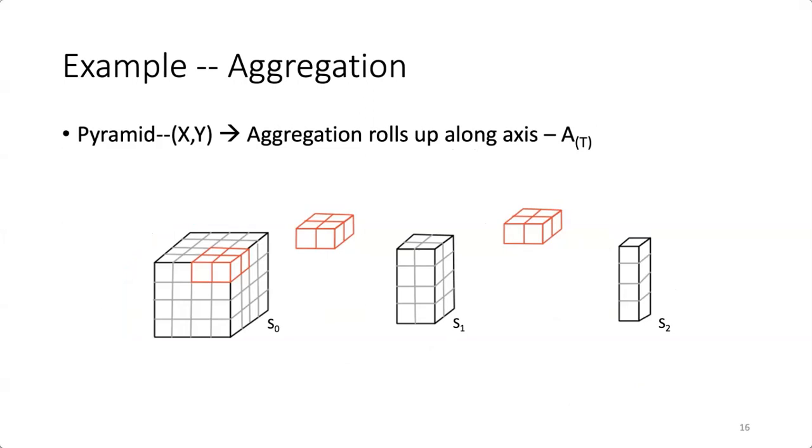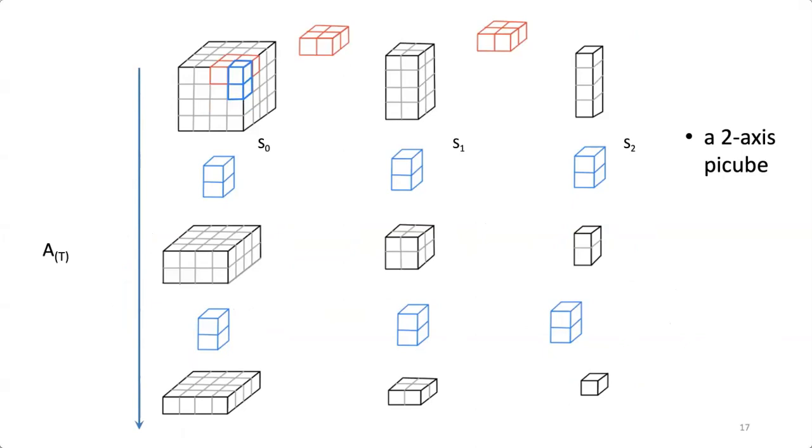Now, we take each stratum from the pyramid, from the former result as a base, with these blue windows aggregate along axis T. The aggregation results in a 2-axis Picube with 9 strata. There are also 3 resolutions along axis T. So now we need to extend the label of each stratum to 2 coordinates to locate each stratum.